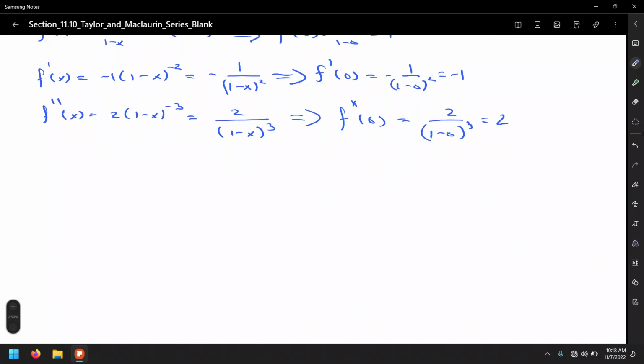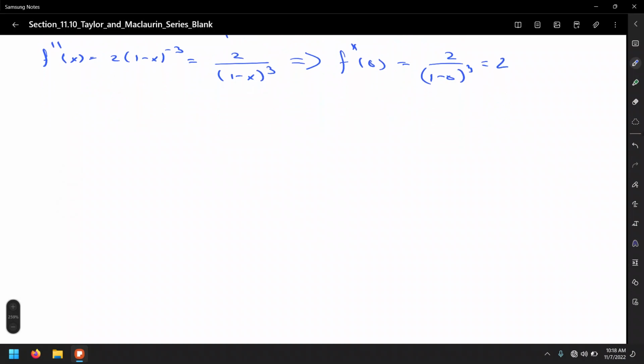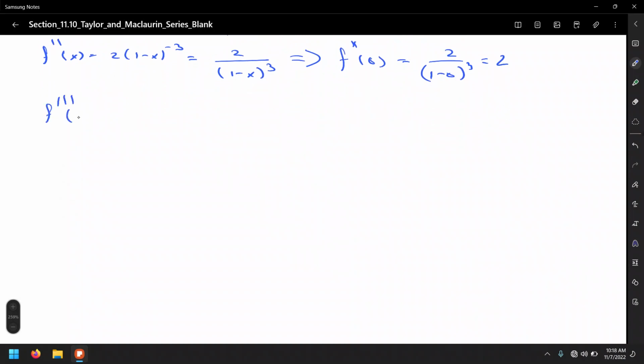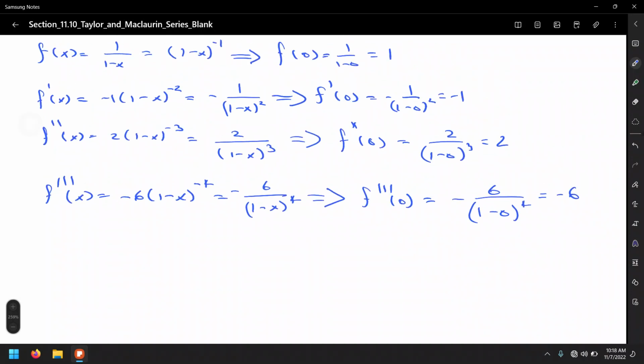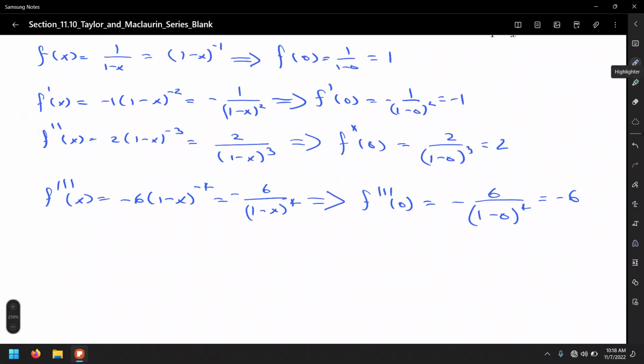And let's do one more. So typically we go up to the third derivative or the fourth derivative depending on the needs. So that's the third derivative, and that's a negative 6, 1 minus x to the negative fourth power, and that's, actually no, not 2, it's actually a negative 6 over 1 minus x to the fourth power, and evaluating this third derivative at 0, that's going to give us negative 6 over 1 minus 0 to the fourth, which is negative 6.